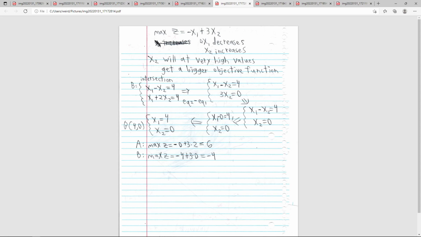Max z equals negative x1 plus 3x2. So x1 decreases, x2 increases is what the idea would be for the maximum value somewhere. It goes on infinitely, though, in theory, this whole thing. But basically x2 at very high values will get a bigger objective function. And that's what you can say about this unbounded linear program: the general trend is that at very high values, you'll get higher and higher values as x2 increases. It is a very general trend.